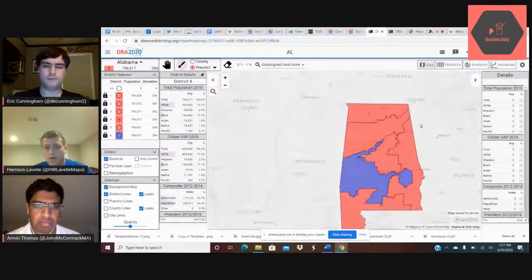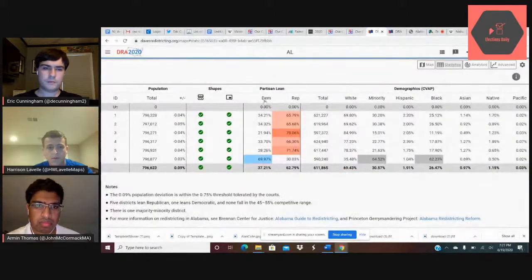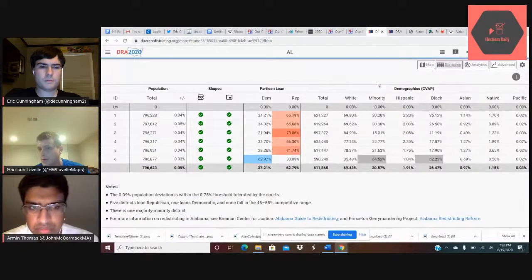So, yeah, if we load up the statistics here, all of them are contiguous. Deviation is far below the court limit, and we satisfy the VRA requirement here, and it protects essentially every incumbent except Barry Moore, who would either run against Rogers or more likely Jerry Carl.